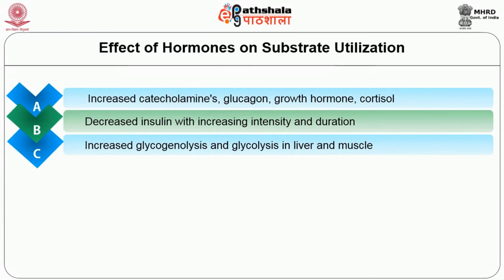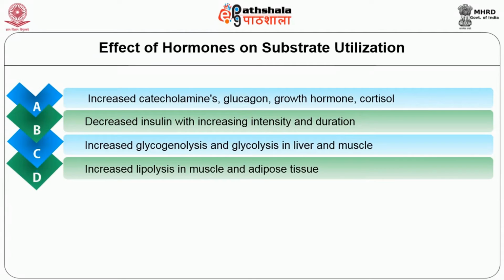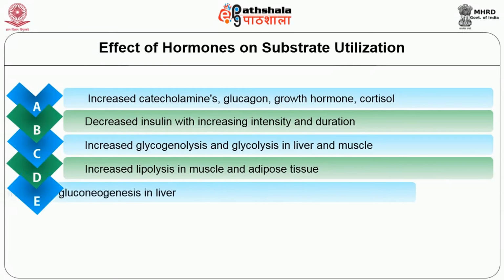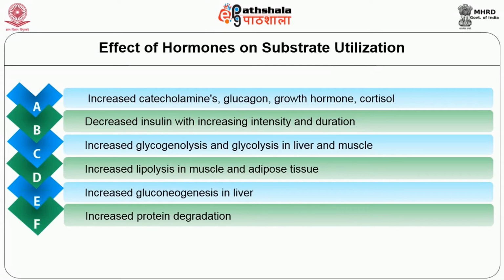Glycogenolysis and glycolysis increase in liver and muscle when the catabolic hormones are increased. Lipolysis increases in muscle and adipose tissue, more so when fat is being mobilized as a substrate for energy. Gluconeogenesis increases in the liver, again an effect of insulin resistance, which favors the use of other substrates for the production of glucose. Protein degradation also increases in the presence of catabolic hormones.